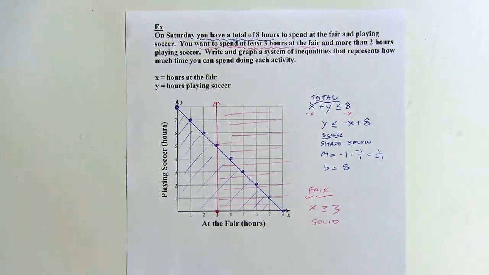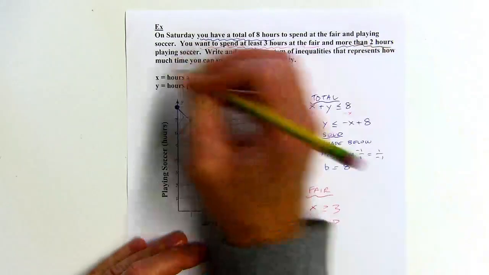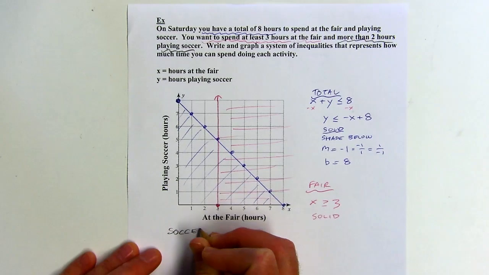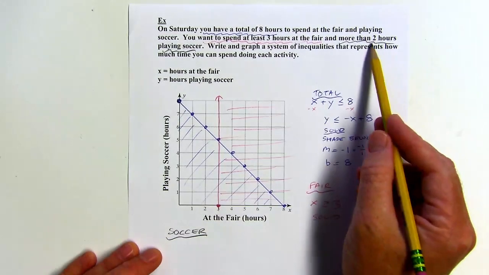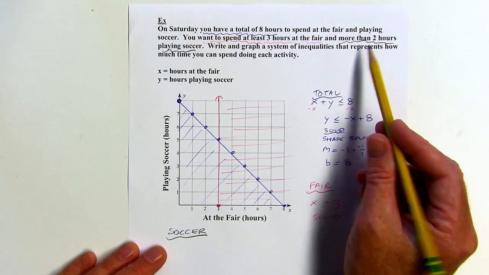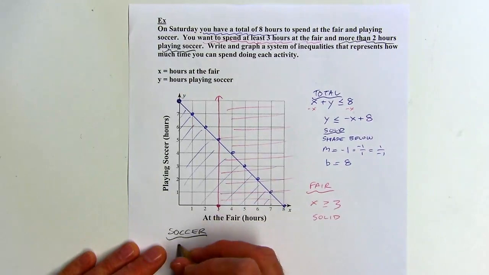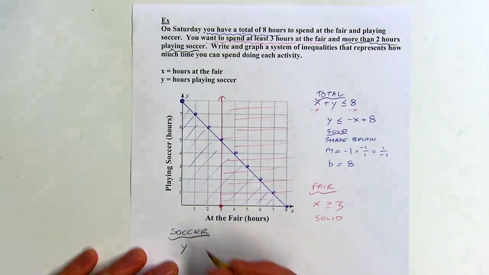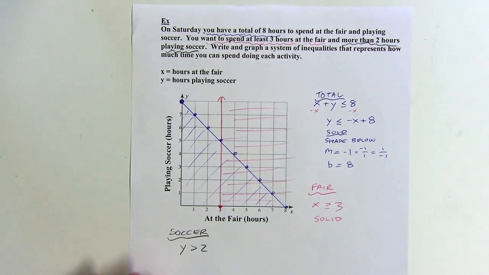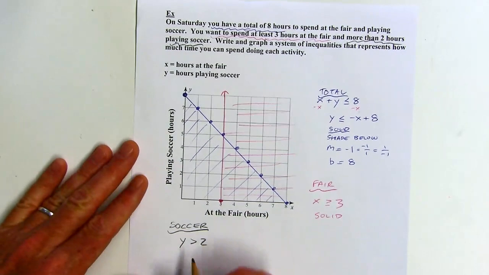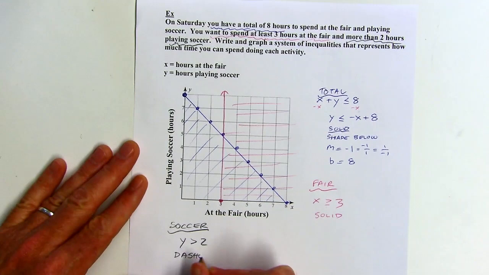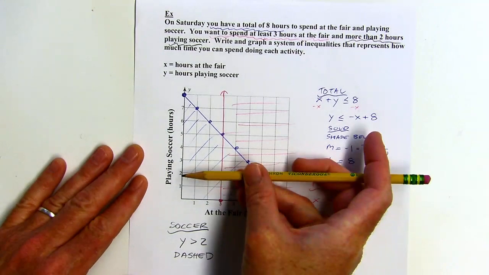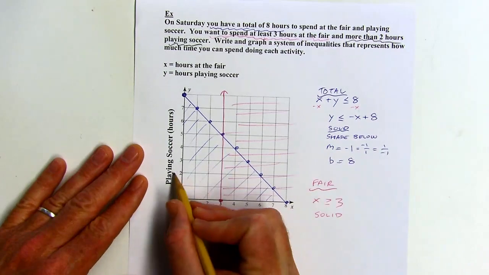But I still have one more piece of information, because I'm going to use more than 2 hours playing soccer. So I'm going to write a third inequality to represent that piece of info. We want to spend more than 2 hours playing soccer, and soccer is y. It says not 2 hours, we want more than 2 hours, so y has to be greater than 2. So this is going to be a dashed line. The line y equals 2 would be a line like this, so I'm going to draw one that's dashed, and I'm not going to go into the negatives here.